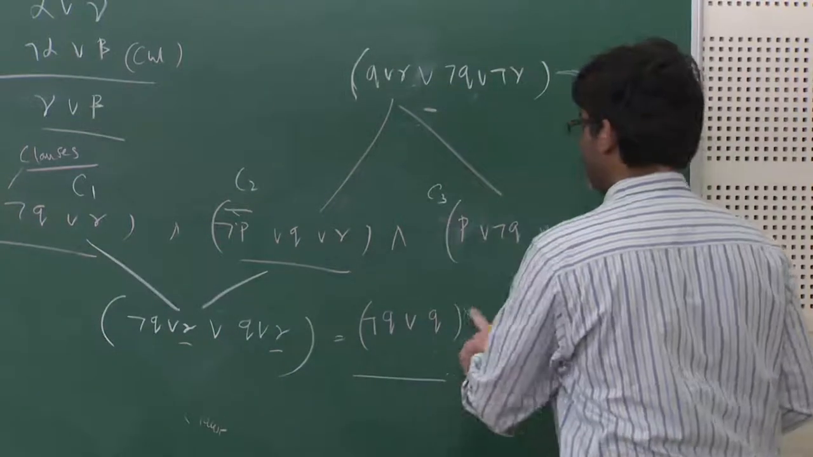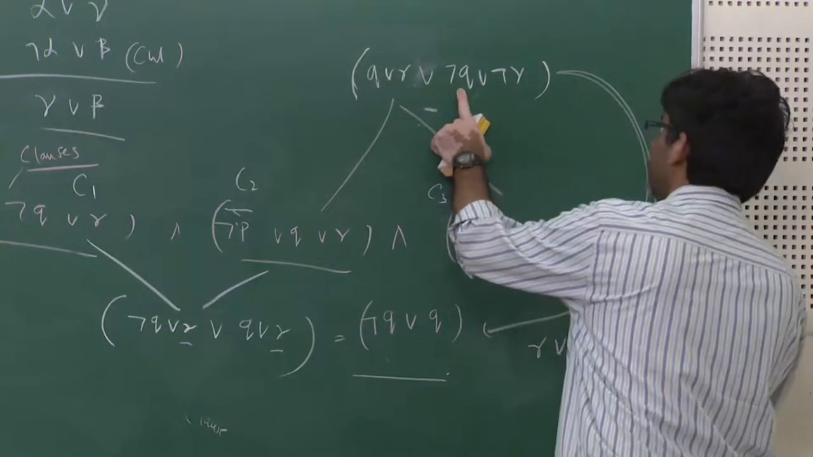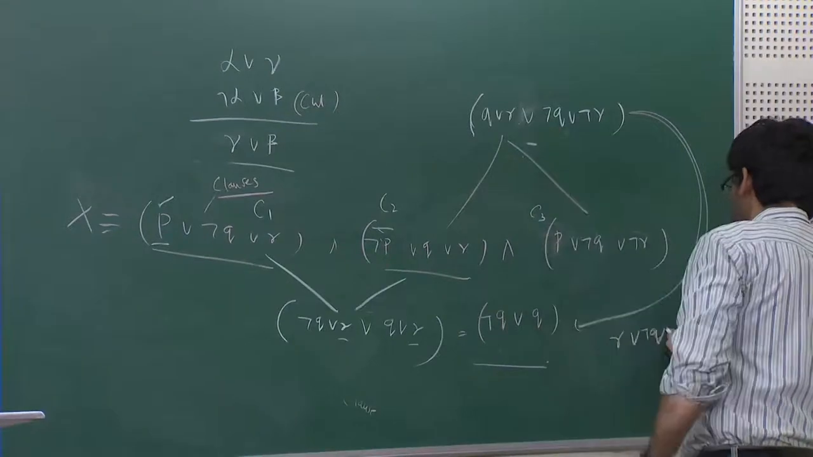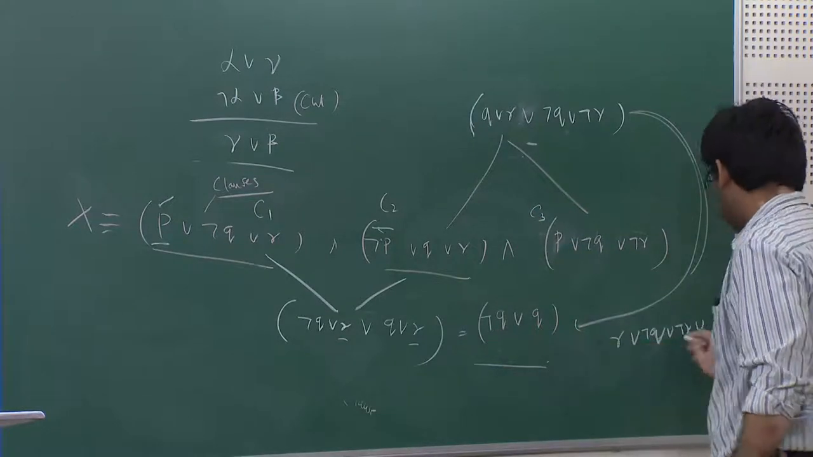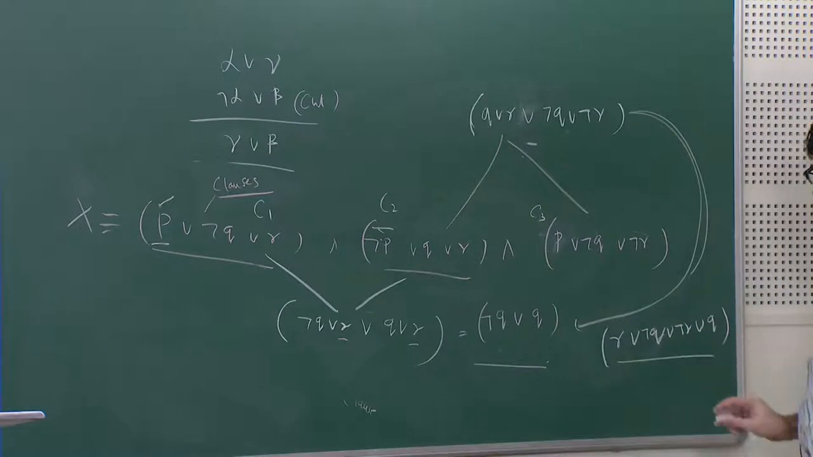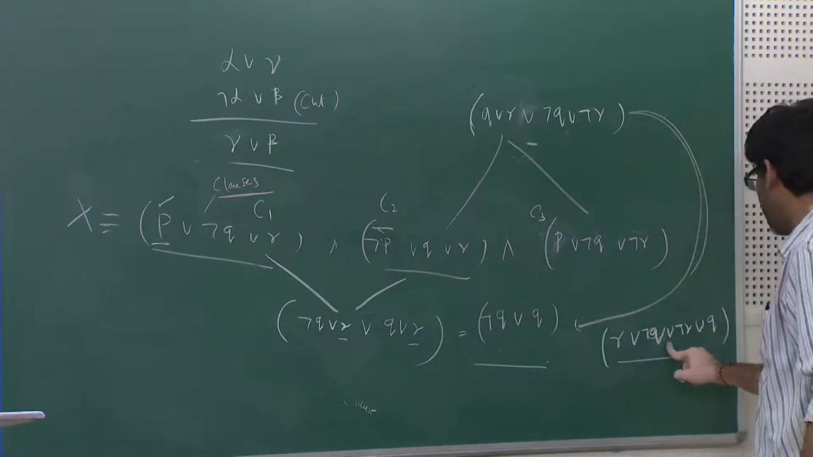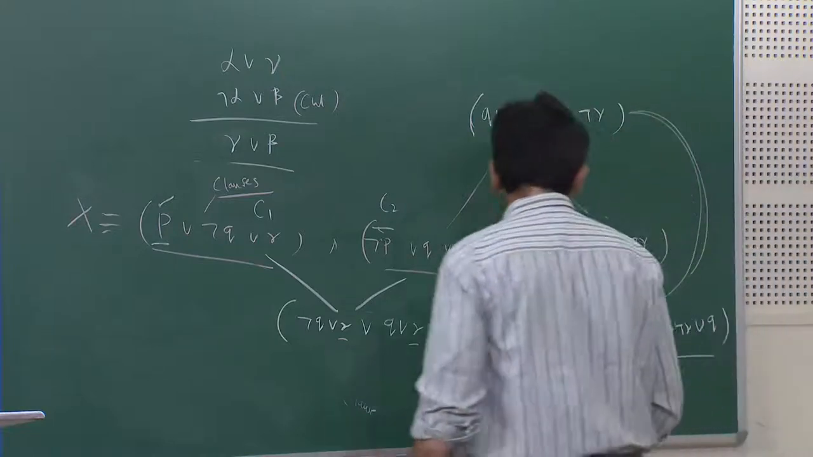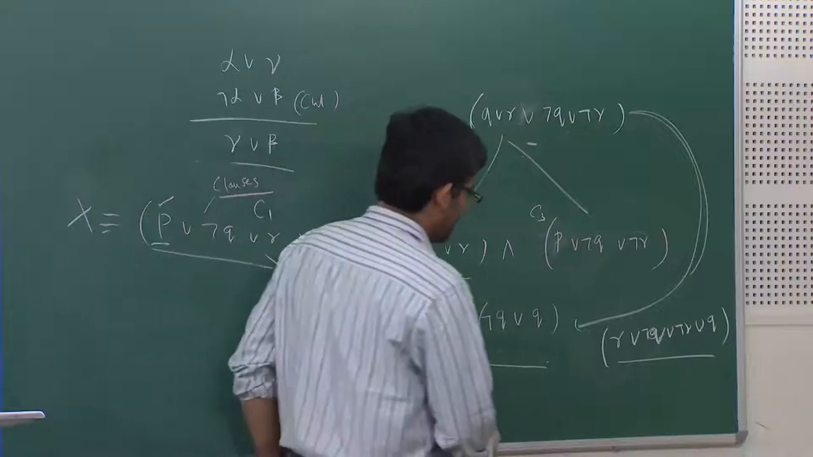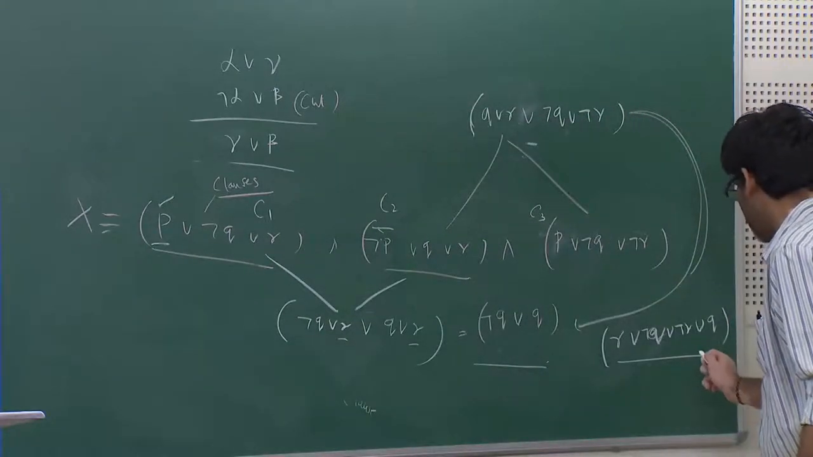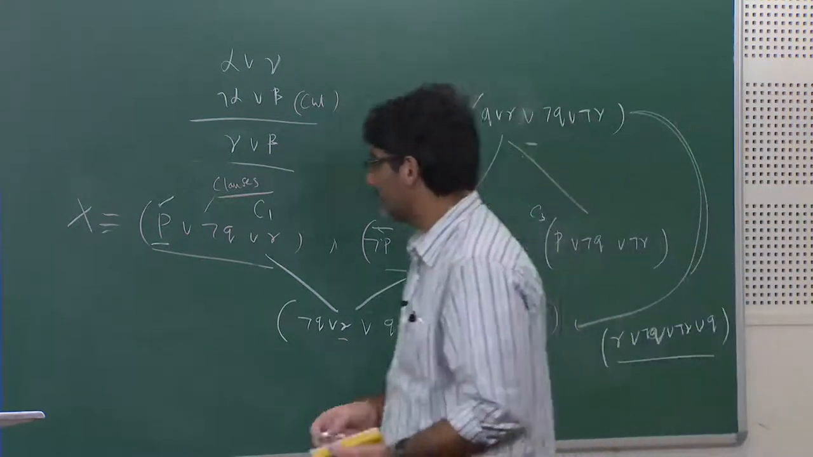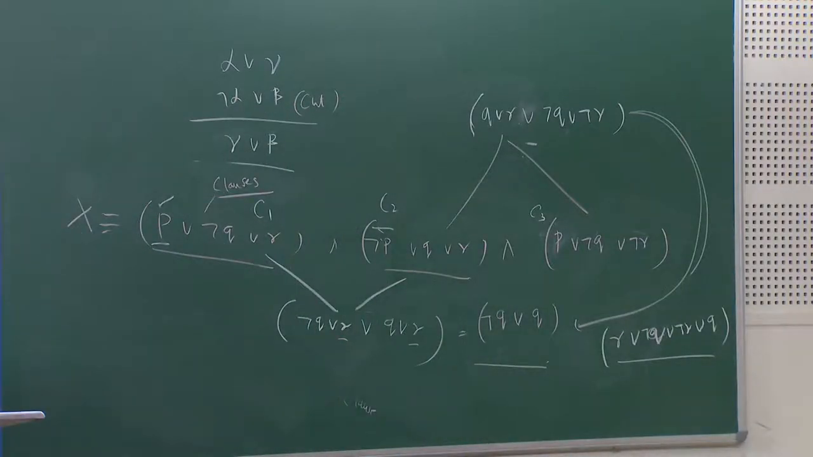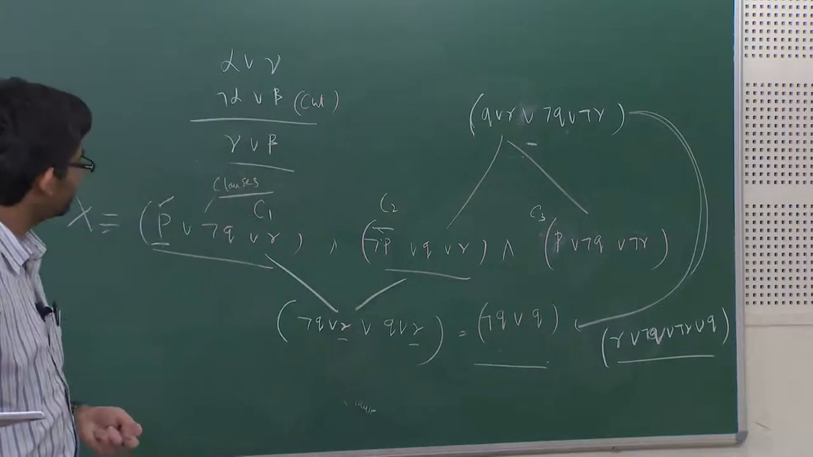Again you write the disjunction of whatever remains here: R or R or not Q, R or not R, because Q or not Q is gone, so whatever remains is Q. So this is what we have: R or R or not Q, R or not R, R or Q. What we are trying to say is that you can apply this resolution method n number of times till you obtain a contradiction. If you don't get a contradiction, the given formula is going to be true.